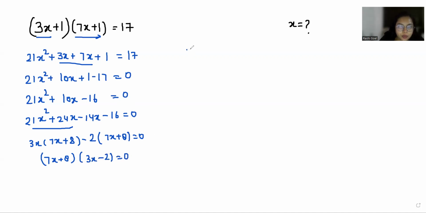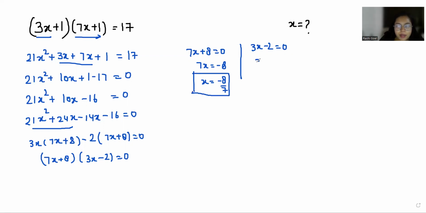So we have two roots, either 7x plus 8 equals 0 or 3x minus 2 equals 0. So 7x equals negative 8 and x equals negative 8 by 7. From here, 3x equals 2, x equals 2 by 3. So these are the two values of x.